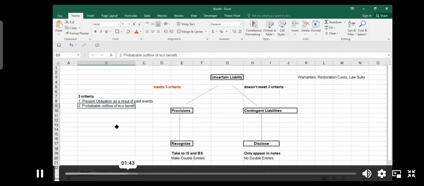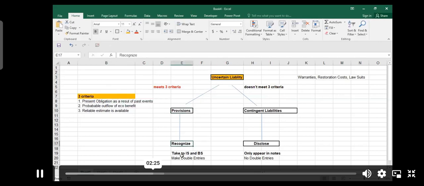Probable means more than 50%. There is more than 50% possibility that there will be an outflow of economic benefit. Outflow of economic benefit means that you will have to spend something. There will be some expense on your side. Money will go out from your business. Number three is reliable estimate is available. These are the three conditions. Any uncertain liability which will meet these three criteria, you will call it a provision and you will recognize it into your income statement and balance sheet.